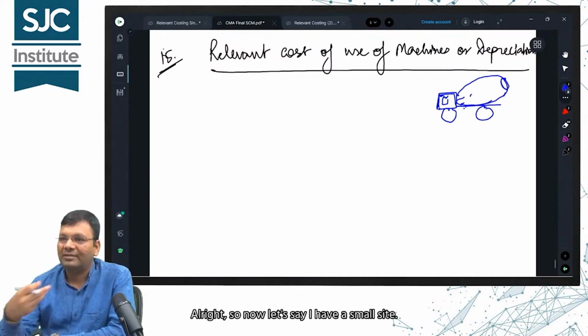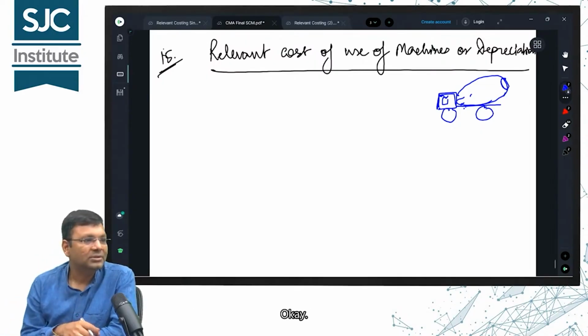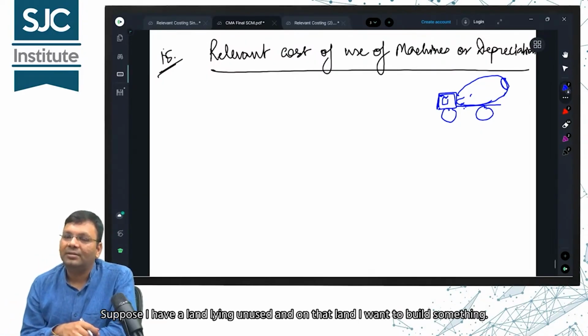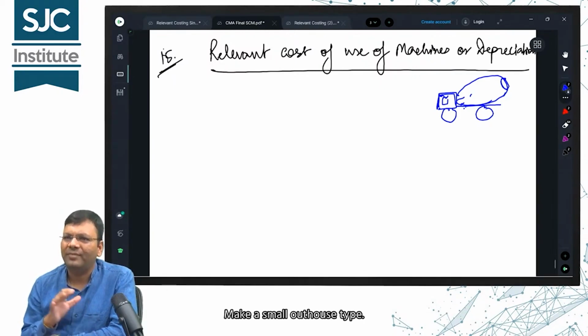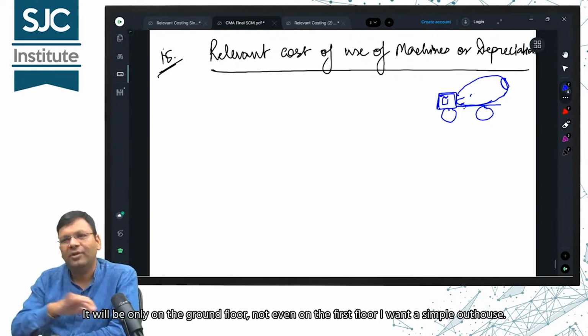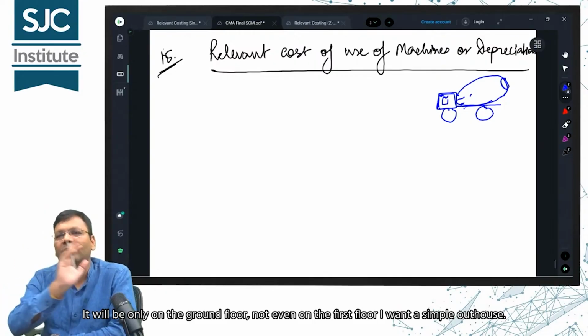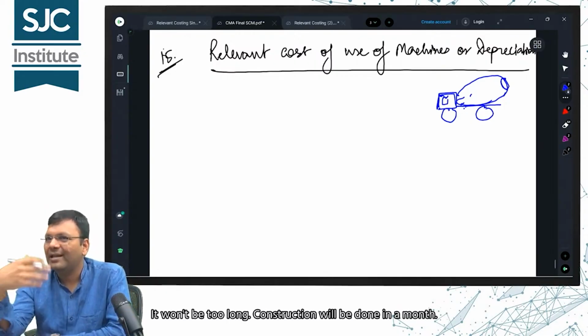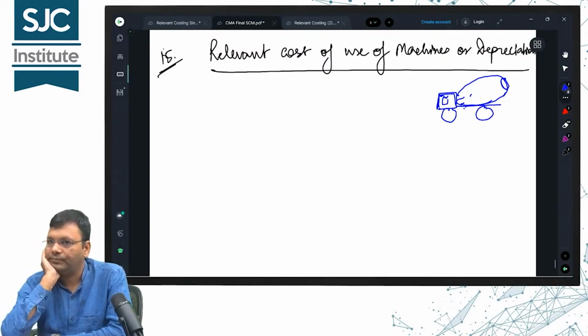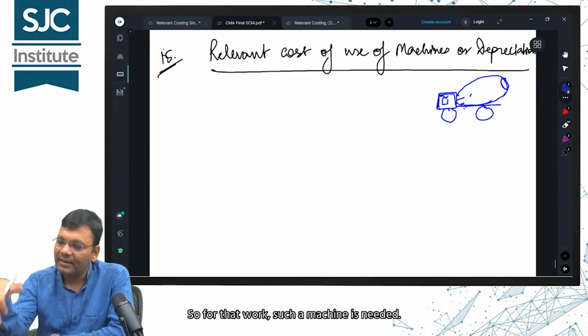Alright, so now let's say I have a small site. On that, suppose I have a land lying unused, and on that land I want to build something. Make a small outhouse type. It will be only on the ground floor, not even on the first floor. I want a simple outhouse. It won't be too long. Construction will be done in a month. So for that work, such a machine is needed.